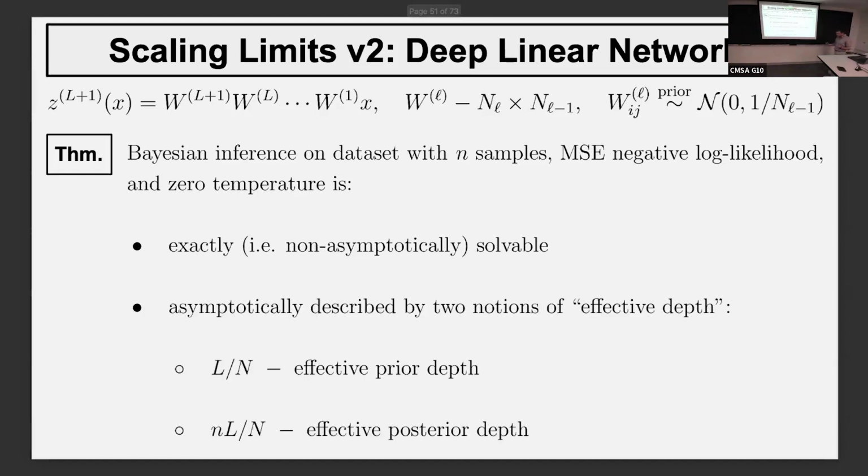Okay, and the thing that we learned is that there's a whole new world of scaling limits that appear when you allow the data set size to grow. It turns out there are two notions of effective depth. The L over N, of course, survives, and that's the effective depth of the prior that I discussed before. But there's a new notion of depth, which plays the role of the effective depth of the posterior. It's L over N, but times the sample size that you have.